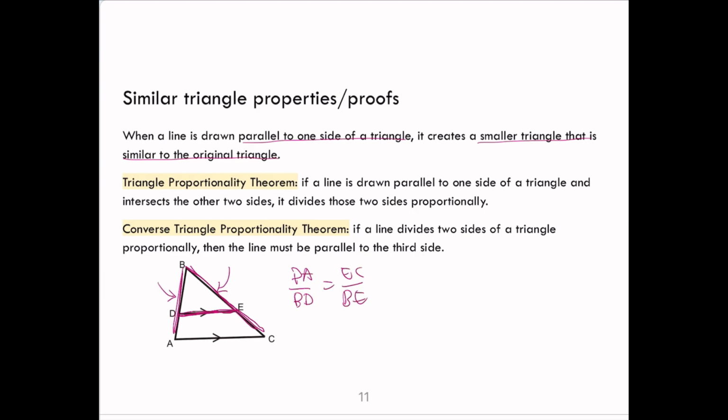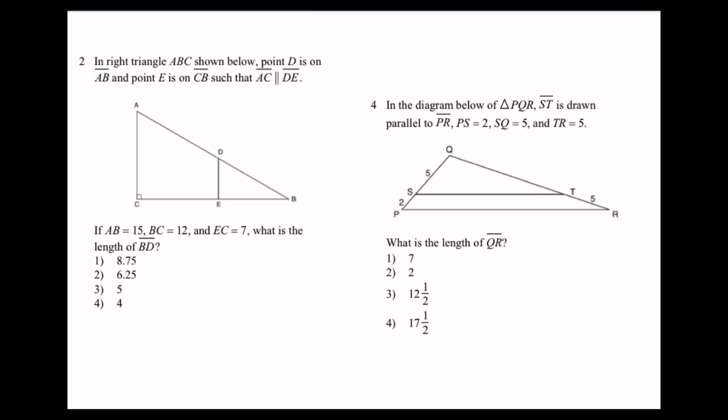The converse of this theorem just says that if a line divides the two sides of a triangle proportionally, then the line must be parallel to the third side. In right triangle ABC shown below, point D is on AB and point E is on CB such that AC is parallel to DE. If AB is 15, BC is 12, and EC is 7, what is the length of BD? So you have to find this length right here.